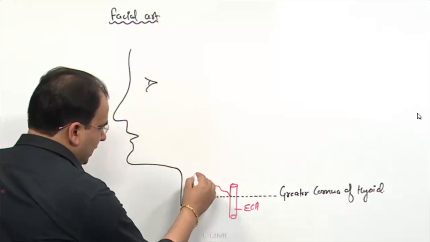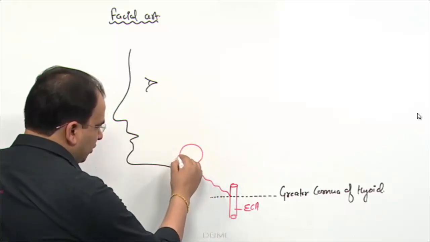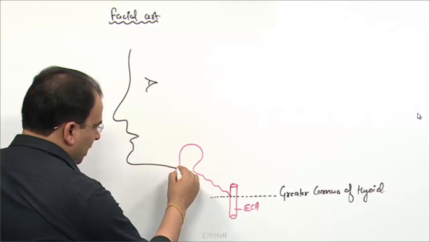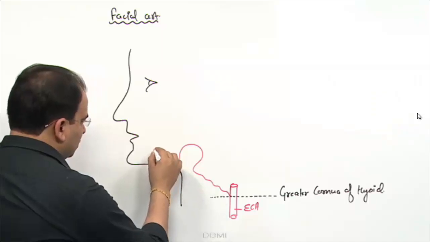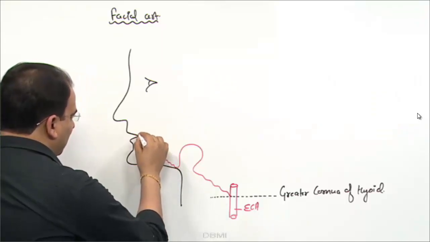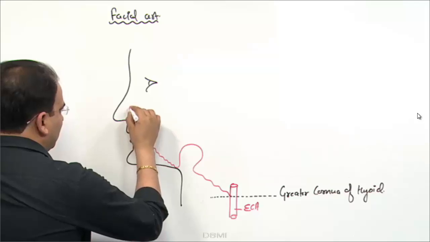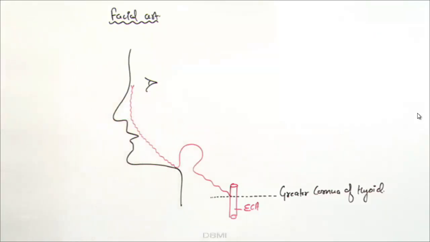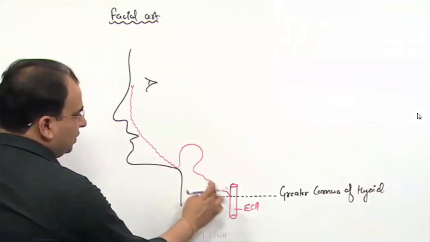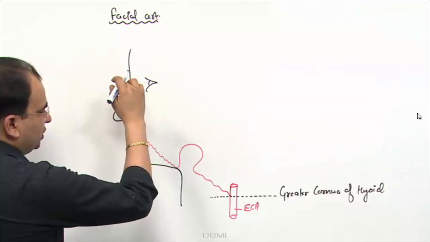It goes deep to the ramus of the mandible, and then it pierces the deep cervical fascia and runs onto the face very close to the angle of the mouth, to the ala of the nose and the medial angle of the eye. This is the cervical course of the facial artery, and this is the facial course of the facial artery.